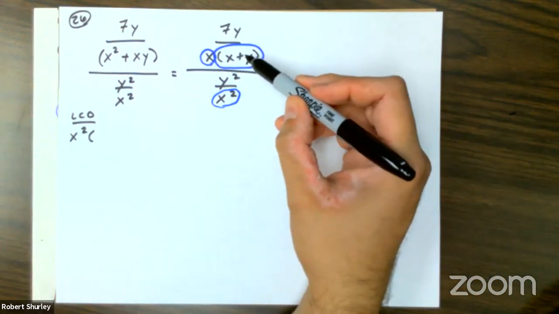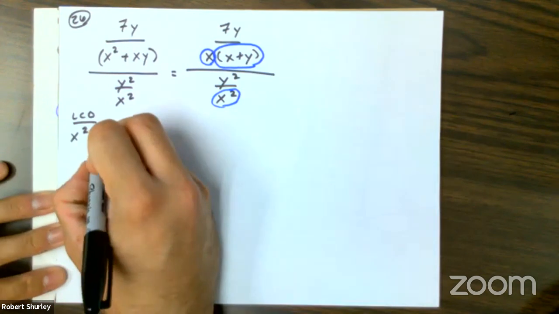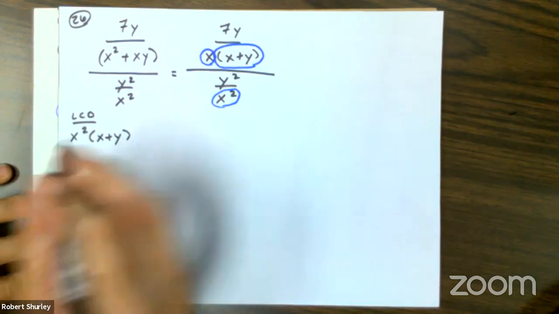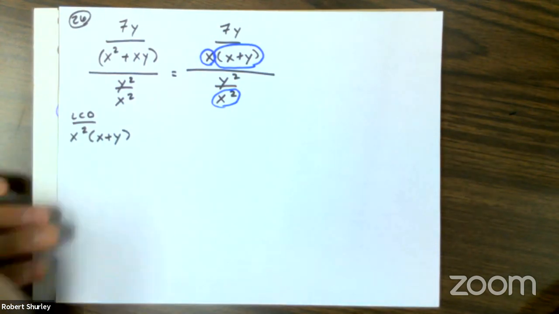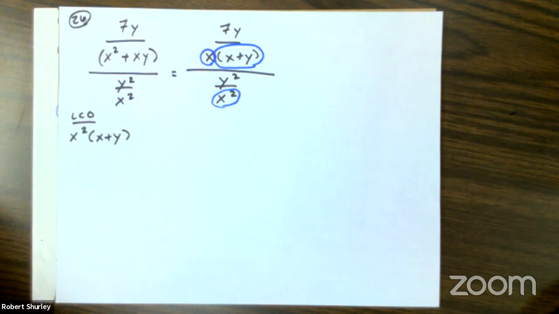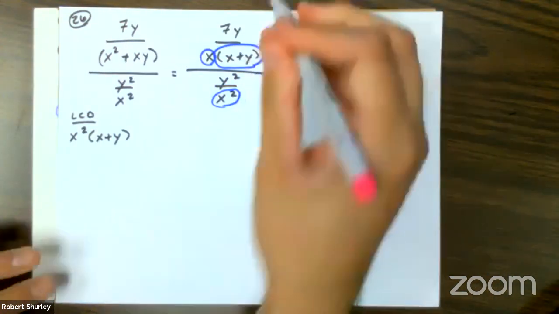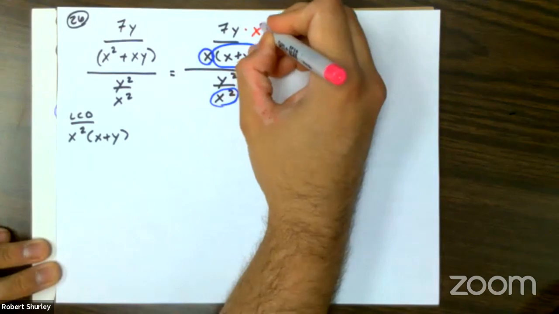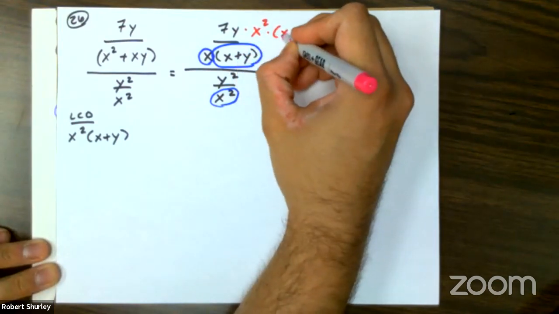Now I also need an x plus y, right? Because it's another factor. So my LCD is looking like that now. So I'm going to do the same thing we've been doing every single time. I'm going to multiply that to both of these numerators. Only 2 numerators this time.